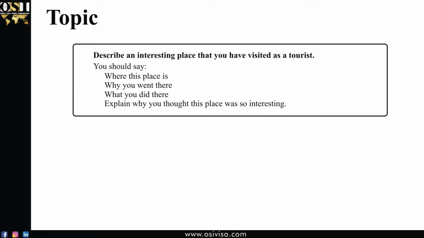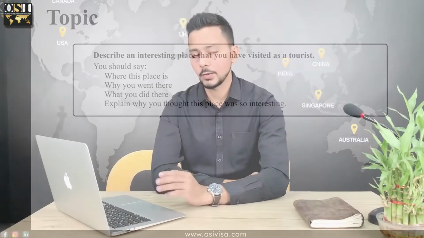So the first one is where this place is. The second one says why you went there. The third one is what you did there, followed by the last one, which is a bit detailed. It asks you to explain why you thought this place was so interesting. Okay, so as you saw on the slide, we always have 4 bullet points like that.